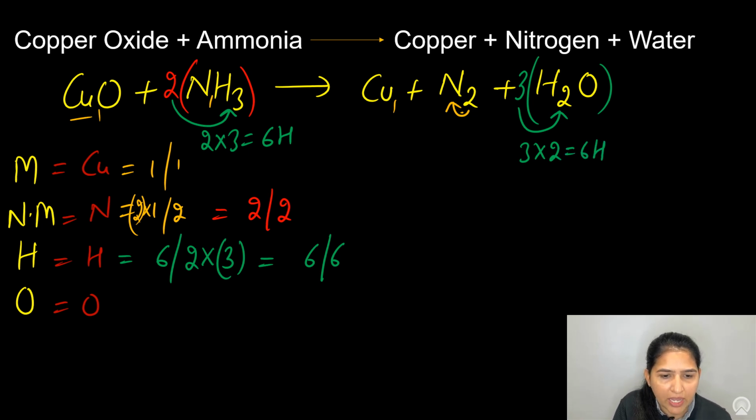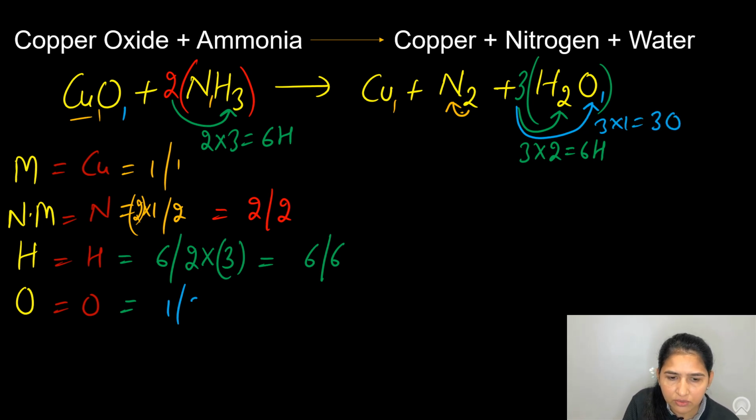Now it's time to balance oxygen. While balancing the oxygen, I can see I have only 1 oxygen on the left hand side, while on the right hand side I have 3 times 1, which is 3 oxygen. Just to make it the same, I am making it times 3 on the left hand side. As copper oxide is there, I will put the bracket, then write down 3. By doing this, I am getting 3 oxygen on both sides.